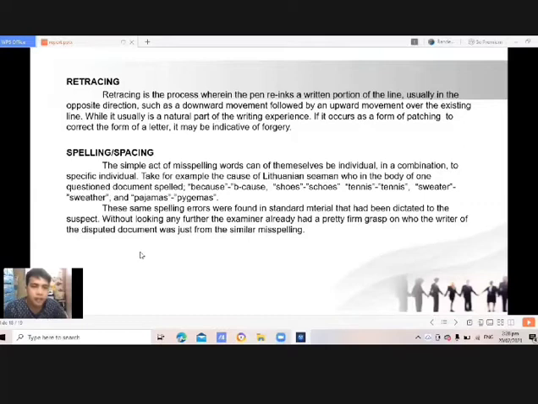Mahalaga yun. These same spelling errors were found in standard materials that had been dictated to the suspect. Without looking any further, the examiner already had a pretty firm grasp on who the writer of the disputed document was just from the similar misspellings.